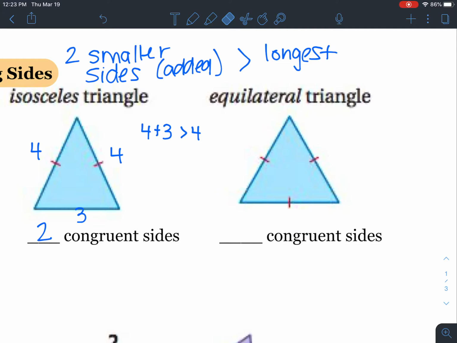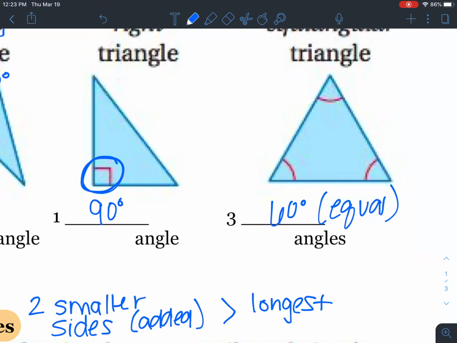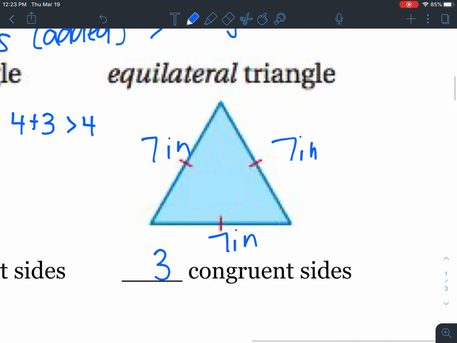Last one, equilateral, kind of like equal angular, means that all three of the sides are the same. So 3 congruent sides. Maybe these are 7 inches, 7 inches, and 7 inches. They don't have to be, see with angles, they had to be 60 degrees because it has to equal 180. For sides, there's no specific number that it has to equal as long as the two smaller, in this case, they're all the same. So 7 plus 7 is bigger than 7.